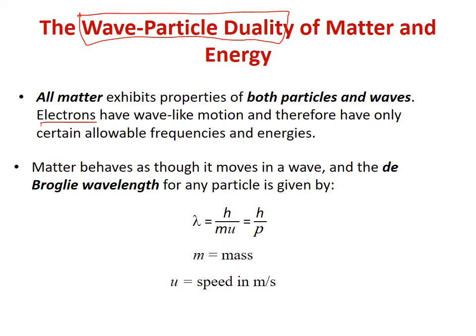So if a particle has a momentum, which is mass times velocity, speed, so mass times speed, that's the momentum of the particle, then the particle also behaves as a wave with wavelength calculated to be Planck constant divided by the momentum. So Planck constant divided by momentum, and the wavelength is called de Broglie wavelength.